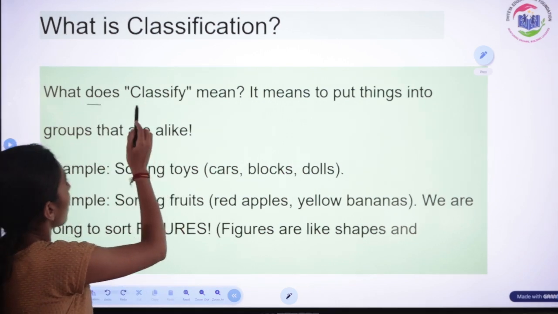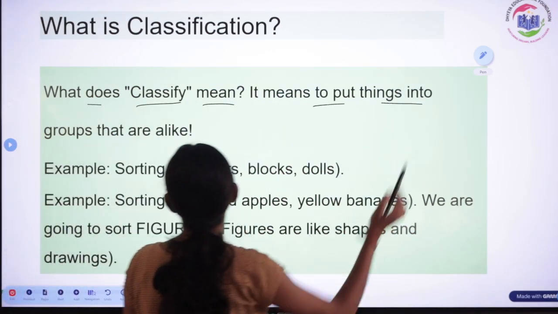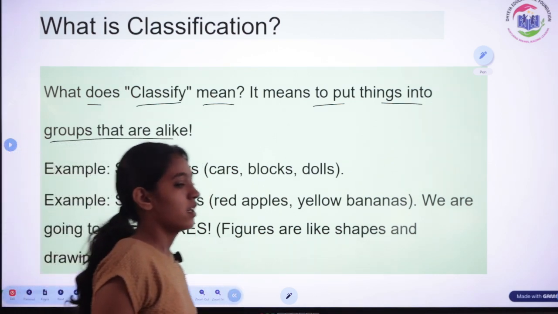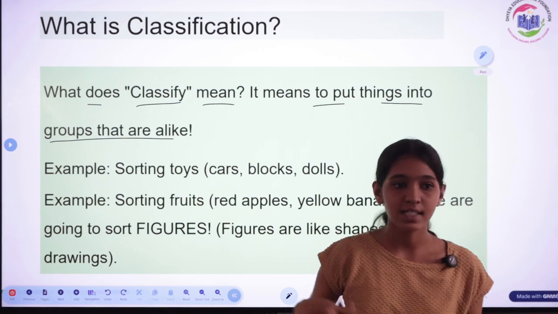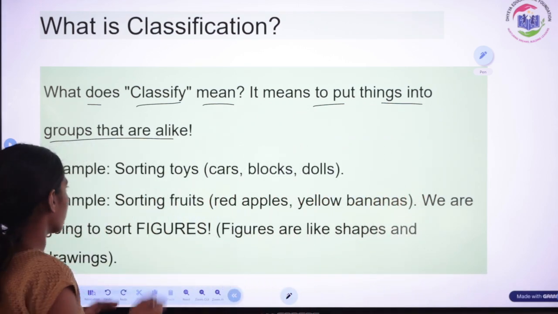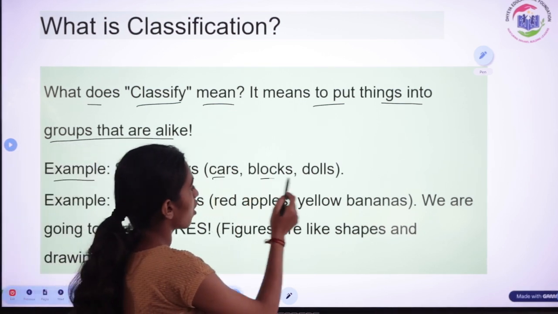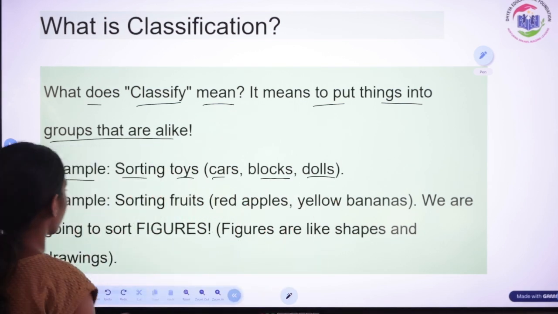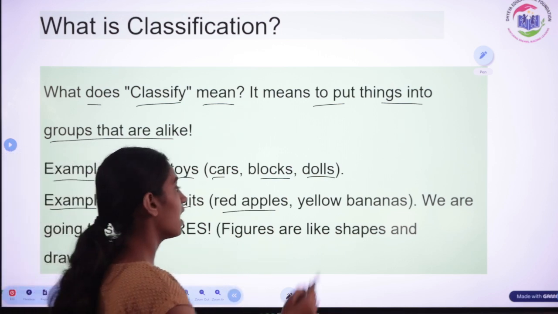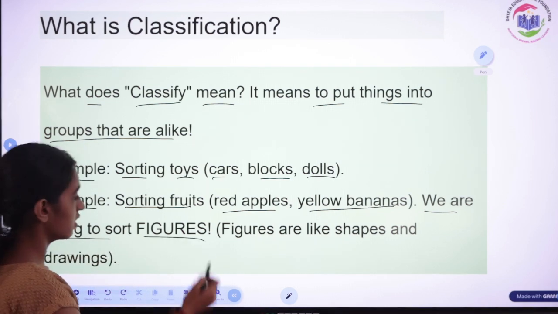What does classify mean? It means putting things into a group that are alike. Alike means that are similar. We can say it is similar in outer appearance. Examples: sorting of toys, where cars, blocks, and dolls will be separated. Examples: sorting of fruits, red apples, yellow bananas. We are going to sort figures.